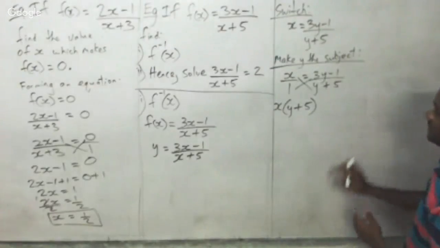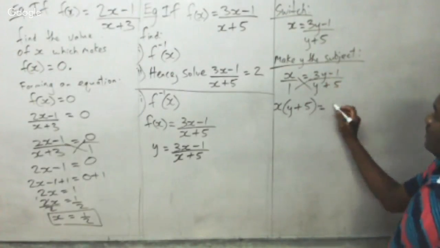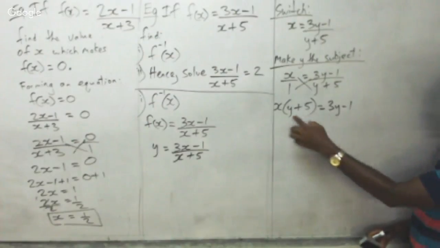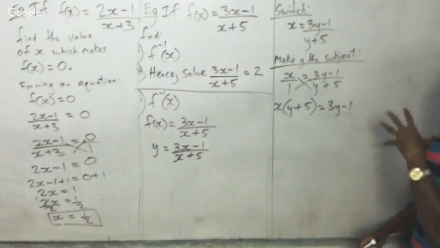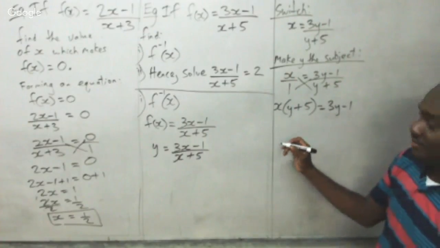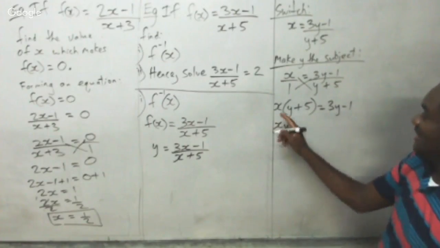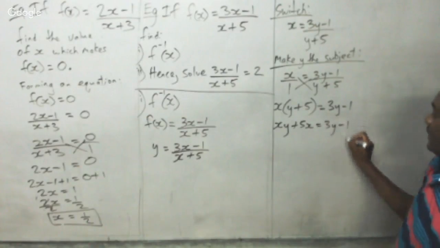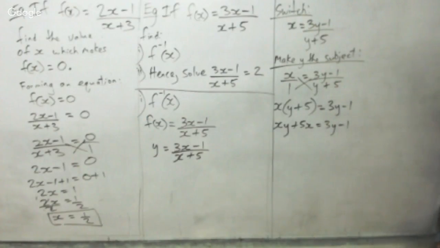So x times this is equal to 1 times anything is what? The same thing. What is your objective? Make y the subject. So we have y over here and y in the bracket. That means we need to free up the bracket, so we're going to expand. So x times y is xy, plus 5x equals 3y minus 1. Now guys, as you work, the math is very simple.